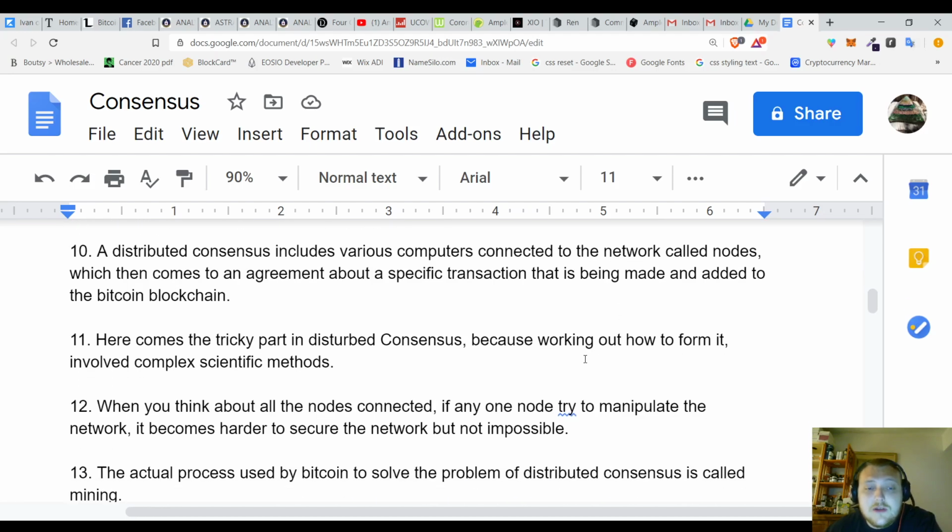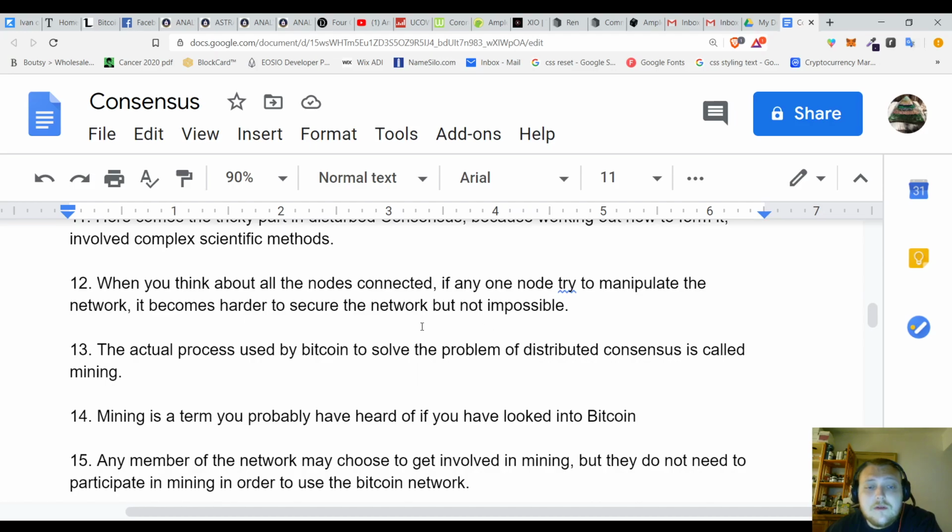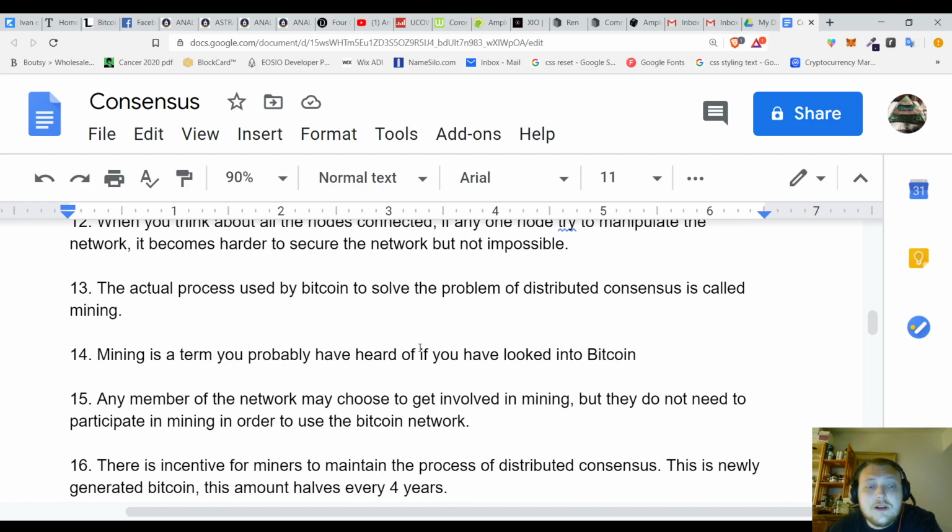Here comes the tricky part in distributed consensus, because working out how to form it involves complex scientific methods. When you think about all the nodes connected, if any one node tries to manipulate the network, it becomes harder to secure the network, but not impossible. The actual process used by Bitcoin to solve the problem of distributed consensus is called mining, like I stated a little earlier. Mining is a term you most likely have heard of if you looked into Bitcoin.